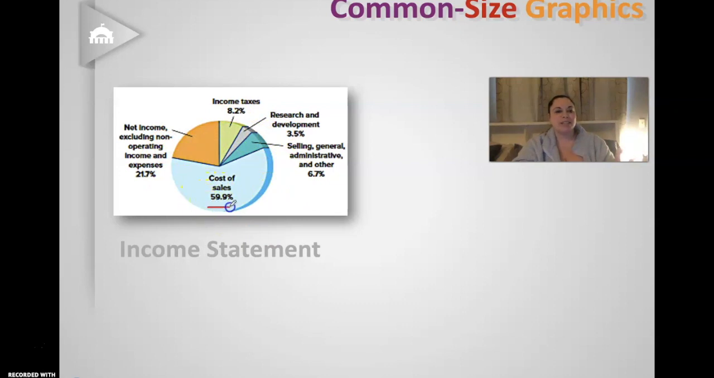See, like, in this case, 59, almost 60% went to cost of sales. This orange part right here is how much I got to keep as net income. So that's a pretty nice little chunk. And then where all of my other money went.